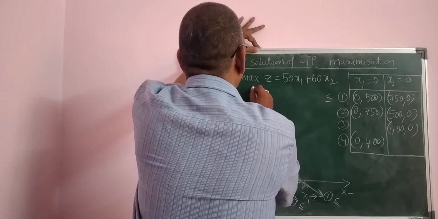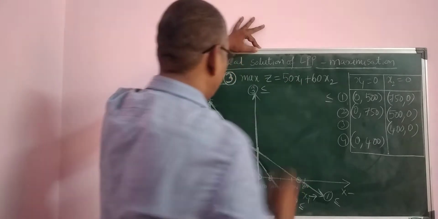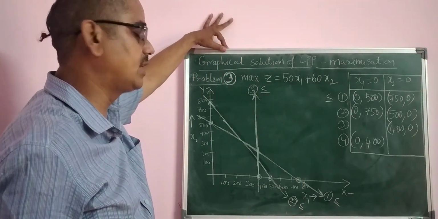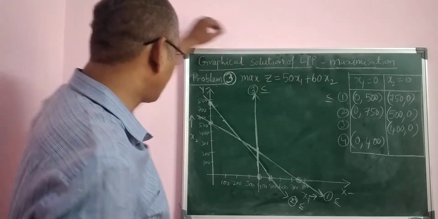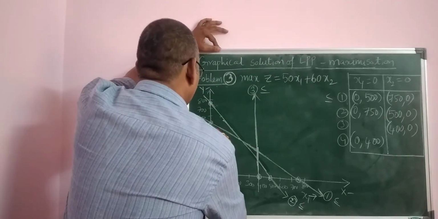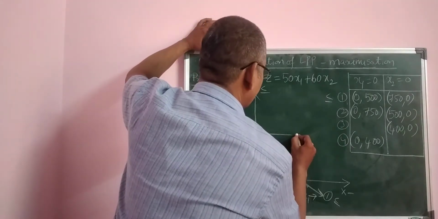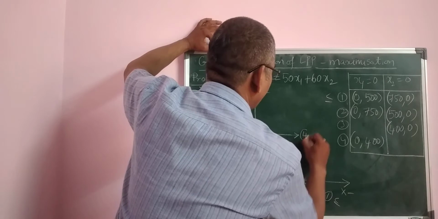This is equation 3, it is less than or equal to. And similarly, take the next equation, the fourth equation, 0, 400. 0, 400 is this. Again, these are all the values of 0, 400. Please remember, all the values of 0, 400.